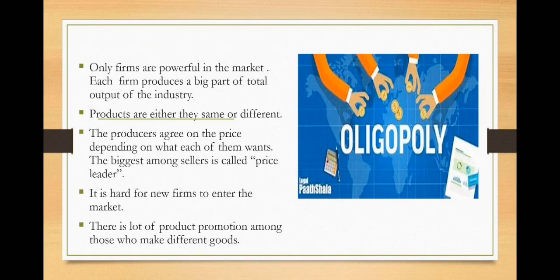So there is an oligopoly. Only a few firms are powerful in the market. Each firm produces a big part of the total output of the industry.